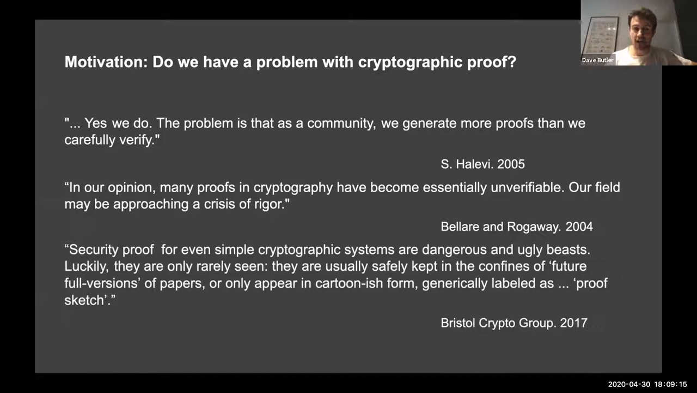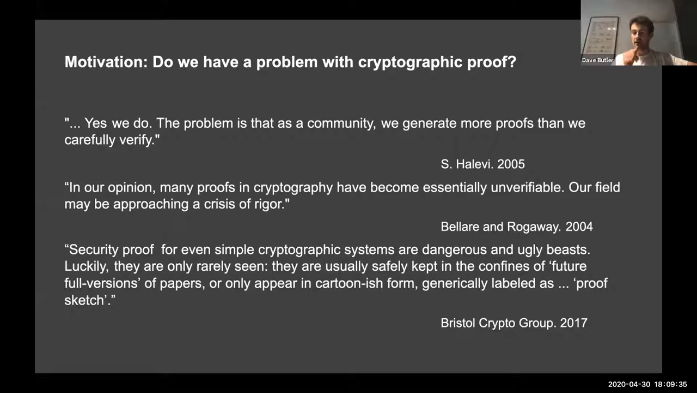And then a lighthearted quote from the Bristol Crypto Group. They had this blog that they update, I think, once a week or once a month. They say that security proofs, even for simple cryptographic systems, are dangerous and ugly beasts. Luckily, they're only rarely seen, usually kept in the confines of full versions of papers, but only appear in cartoonish form, generically labeled as proof sketch.